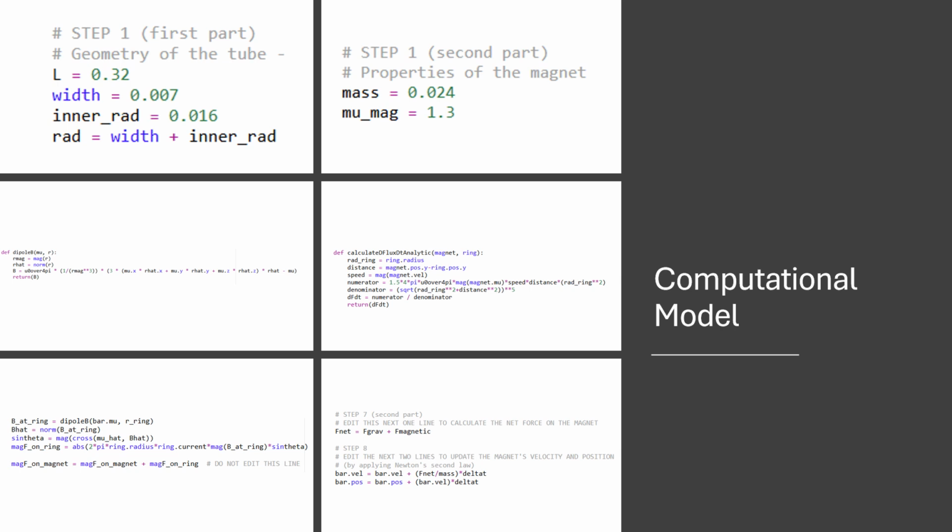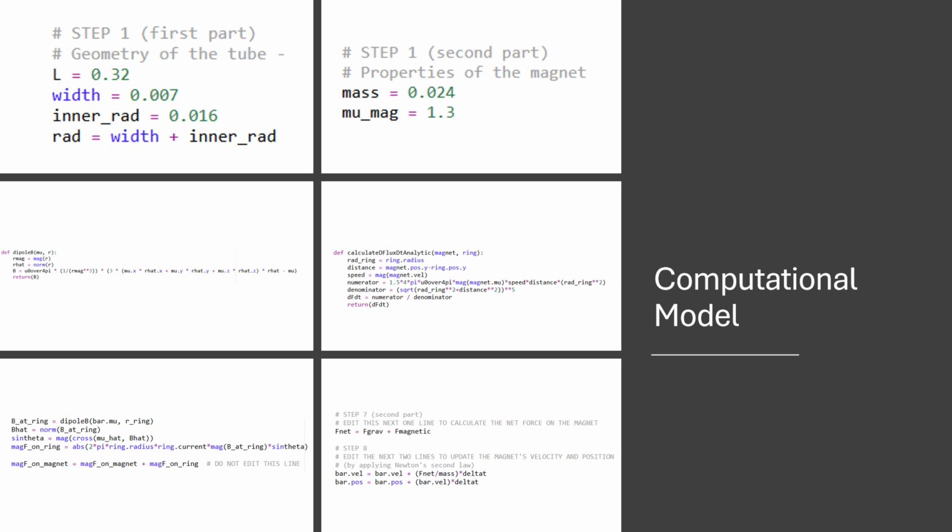So for the computational model, I've also included the code in the description because some of this is a little bit small. But the top 2, top left and top right, are initial conditions like mass, the magnitude of mu, the L, width, inner radius, and the full radius. The middle left is the same code I used in lab 3 to find the magnetic field. And then the middle right is calculating the flux, dΦ/dt.